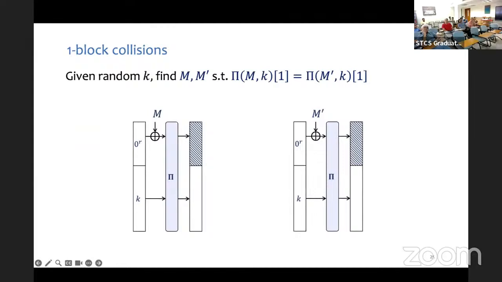The specific thing that I will talk about here is the resistance of SHA-3 to one block collisions, that is, collision resistance for extremely short messages. Essentially, for one block collisions, an adversary given a random key K needs to find two messages M and M prime such that the evaluation of pi on (M, K) and (M prime, K) produces identical first R bits of output.